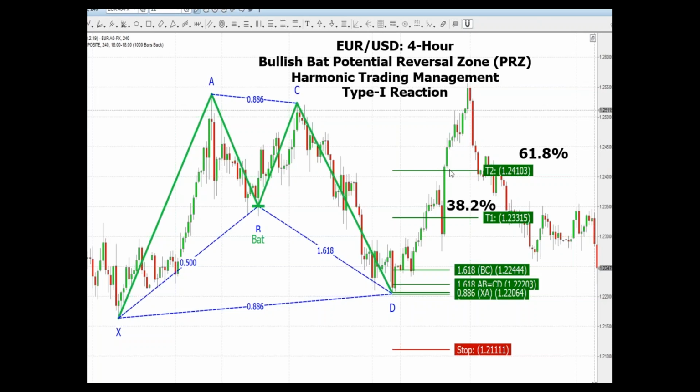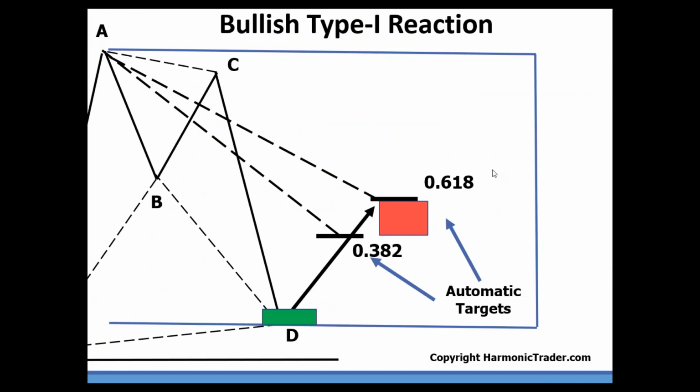at the 618 target. Now we'll look at how to handle these larger situations, but if we already know that this is the max we're going to get on an initial reaction, then it gets a lot easier to manage these positions, because once this rolls over, we know we're looking for a retest. So let's look at what that bullish type 1 reaction looks like, because really as soon as that 382 or 618 hit, we're looking to execute part of the profit and take at least half of it off, if not all of it off.